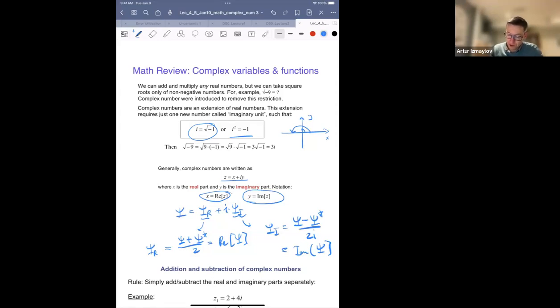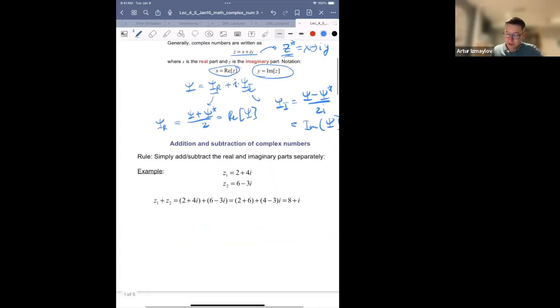And complex conjugation is the operation that is doing this. You're just changing the sign in front of the i component. If it's negative it becomes positive, if it's positive it becomes negative, right? So that's what conjugation does.